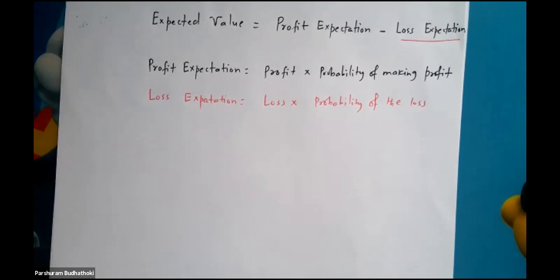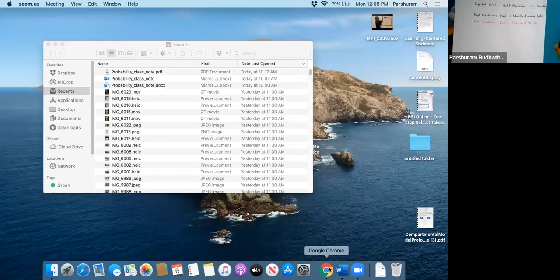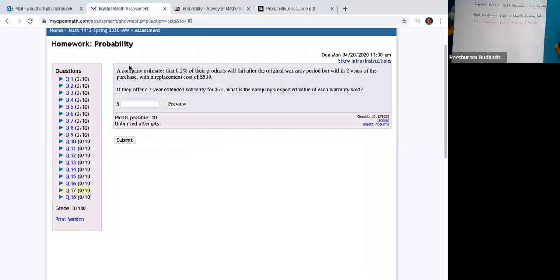So let's go back to the problem one more time. And the problem is a company estimates that 0.2% of their product will fail. So if the product fails, then the company has to pay. And this 0.2% is actually the probability of the loss for the company. So I'm going to write down this information here. If this product does not fail, then the company makes some money. And that money comes from this warranty package, which is $71.